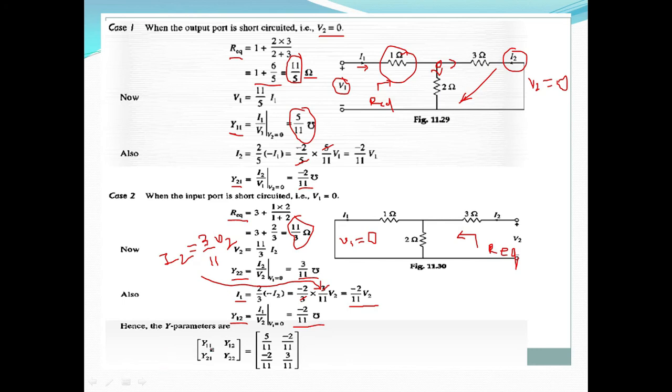Hence Y11, Y12, Y21 and Y22 are equal to 5 upon 11, minus 2 upon 11, minus 2 upon 11 and 3 upon 11. These are all the Y parameters we have found here.